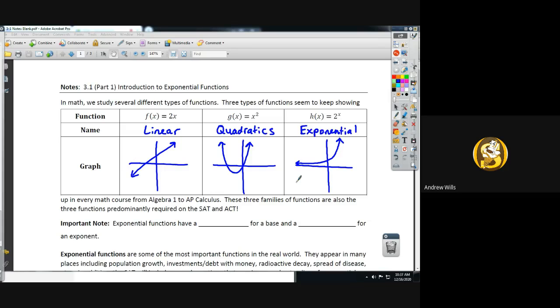The main reason we're talking about this here is because these three families of functions, linears, quadratics, and exponentials, make up the bulk of your SAT and your ACT questions. So it's very important that we at least get a basic understanding of exponential functions in place here as we move forward. So remember that exponential functions always have a number for a base, a constant, and they have a variable for an exponent.